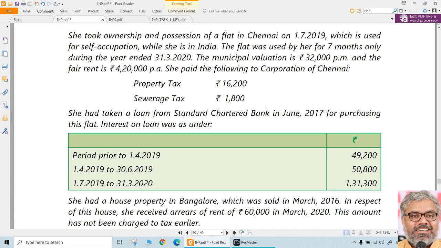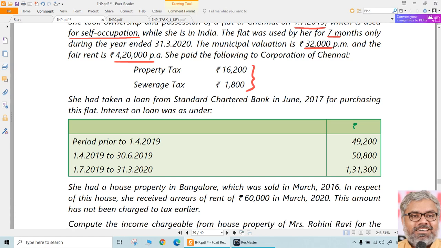the ownership and possession of a flat in Chennai has been taken by her on 1/7/2019 during the previous year, which is also used for self-occupation while she is in India. The flat was used by her for 7 months only during the year ended 31st March 2020. Municipal valuation is 32,000 per month and the fair rent is 4,20,000 per annum. She paid the following to the Corporation of Chennai: property tax and sewerage tax. All of them are useless actually.